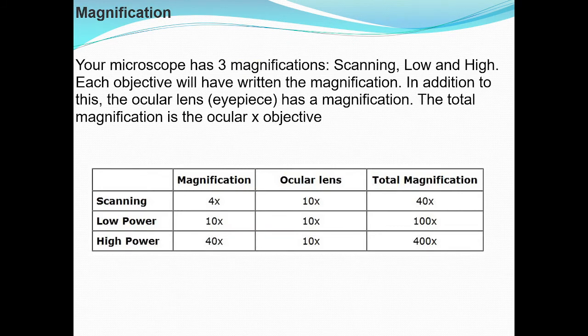Your microscope has three magnifications. We have scanning, low, and high. Each objective will have the magnification written on it. In addition to this, the ocular lens or the eyepiece also has a magnification itself. The total magnification is the ocular times the objective. So for example, the magnification for scanning is 4 times and the ocular lens is 10 times. So the total magnification will be 40 times, and so on and so forth.